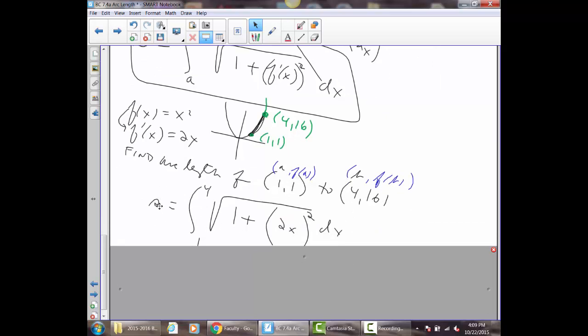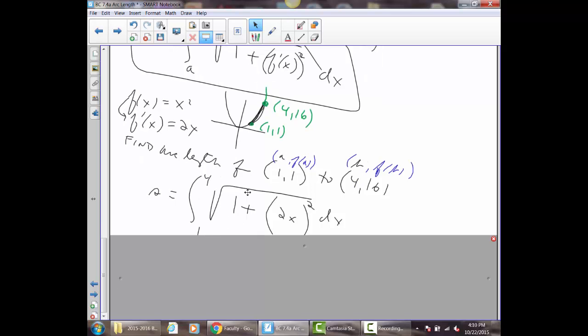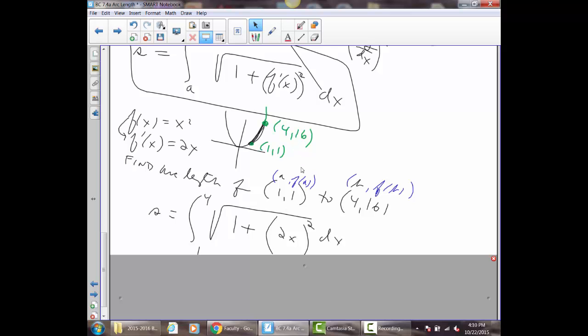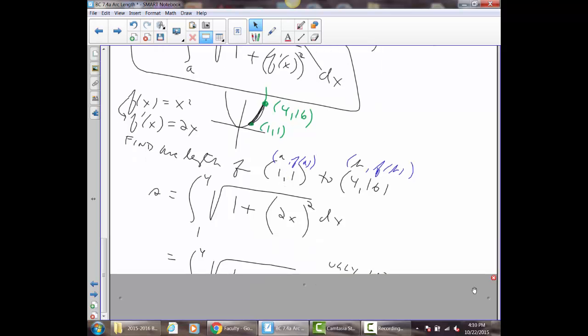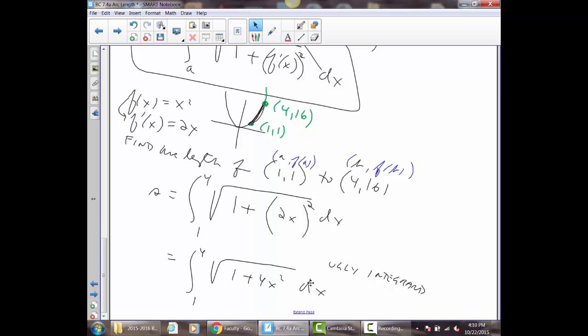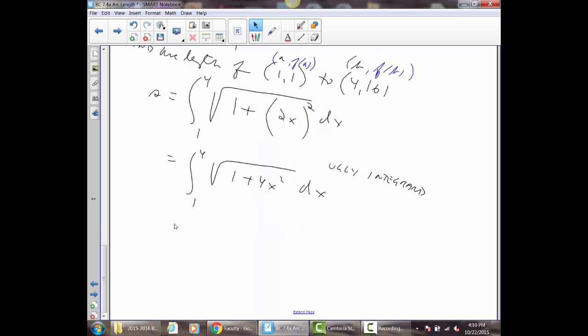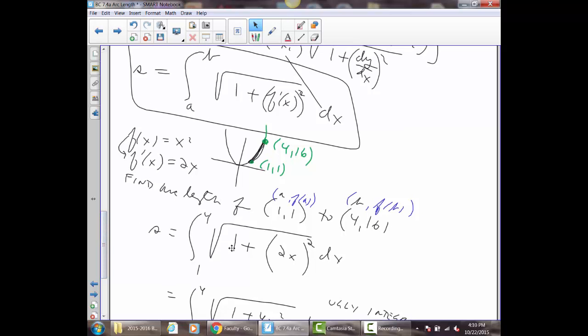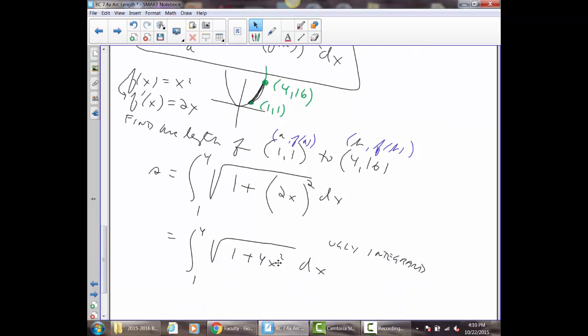The arc length is s equals the integral from the x-coordinate of the first point to the x-coordinate of the second point, square root of, as you can see from our formula, 1 plus the square of the derivative of the function. So if f of x is x squared, the derivative is 2x, so we'll be squaring the 2x. What happens at this point is you get the integral from 1 to 4 of the square root of 1 plus 4x squared dx. That happens to be a very ugly integrand and not one that you would be able to evaluate by hand.